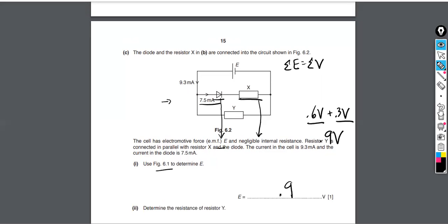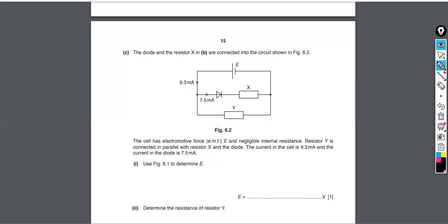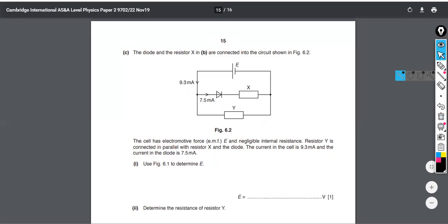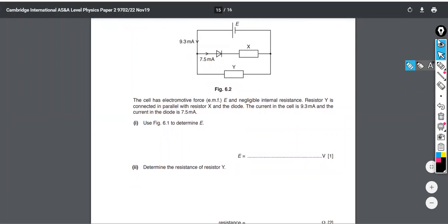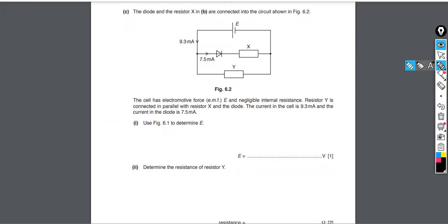The next question asks us to determine the resistance of resistor Y. So resistor Y is this one down here. The first thing you should do is consider Kirchhoff's first law: the sum of the currents in equals the sum of the currents out. We can clearly see 9.3 milliamps going into this node, but only 7.5 coming out this way to go through this branch, which means all the rest of the amps must have gone down that way. So what is 9.3 minus 7.5?